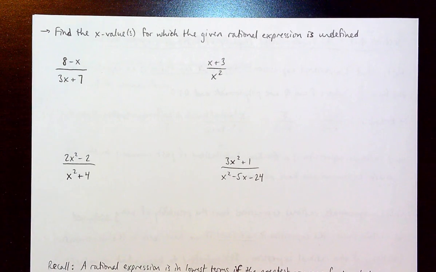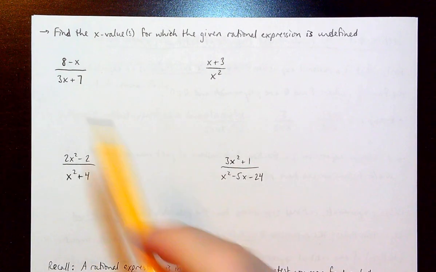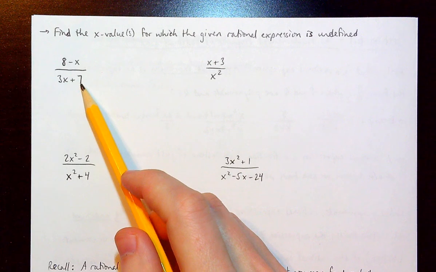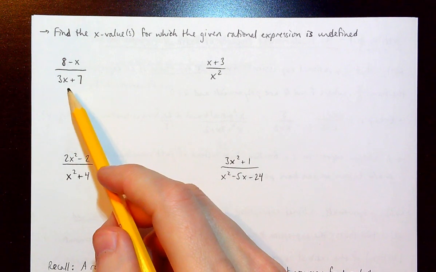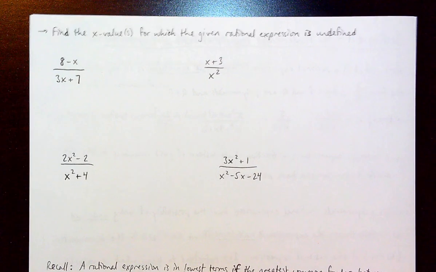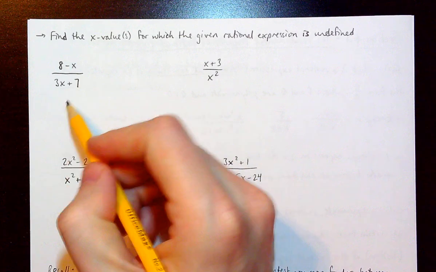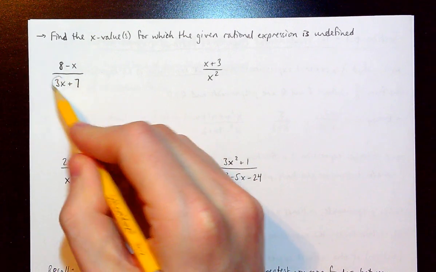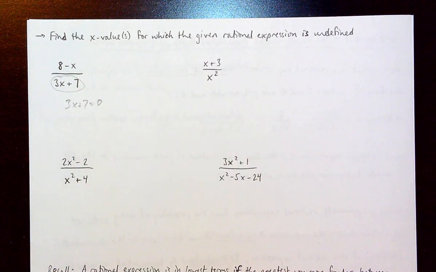We'll do a couple more here. Again, same thing. All we have to do, we'll start with this one here, is take a look at the bottom of our rational expression and just set the bottom equal to 0 and then solve for our variable x here. So again, I'm just going to take the bottom, set it equal to 0, and I'm going to solve for x.